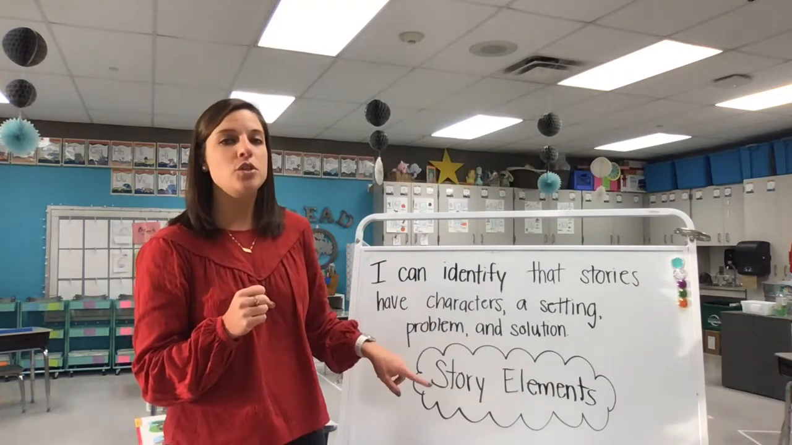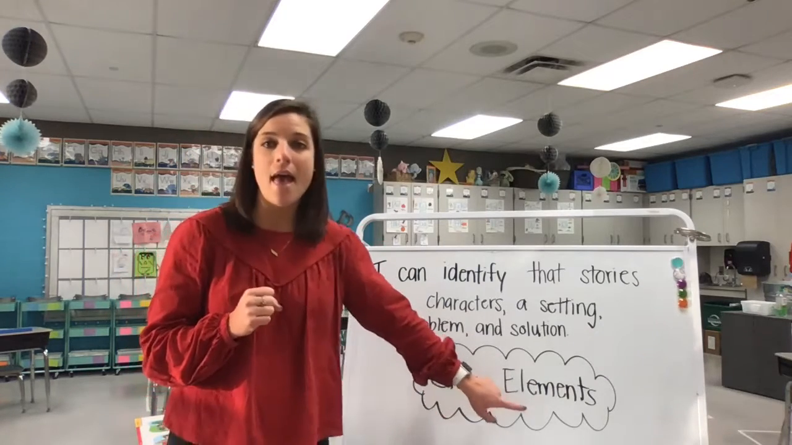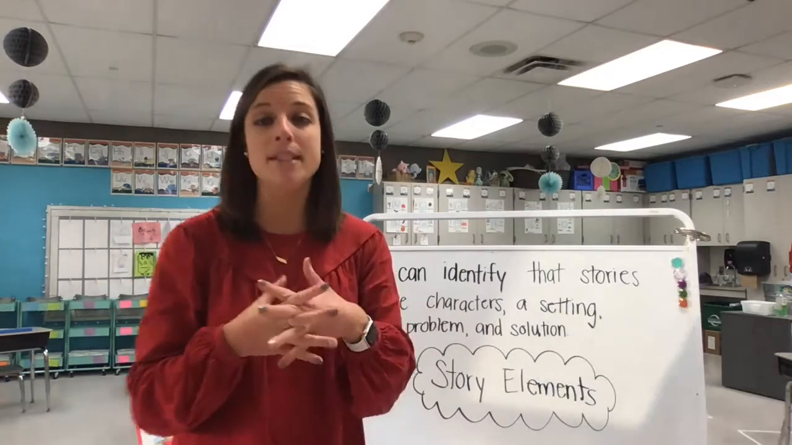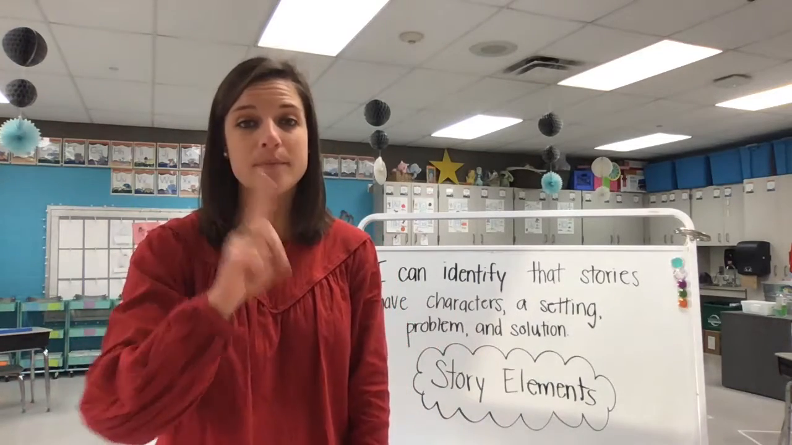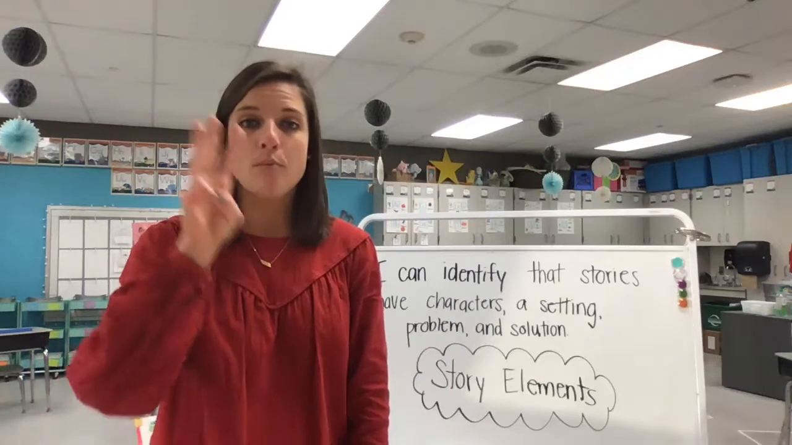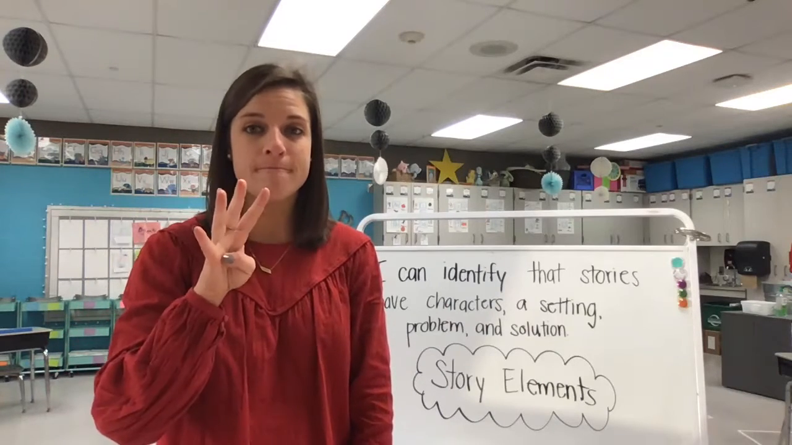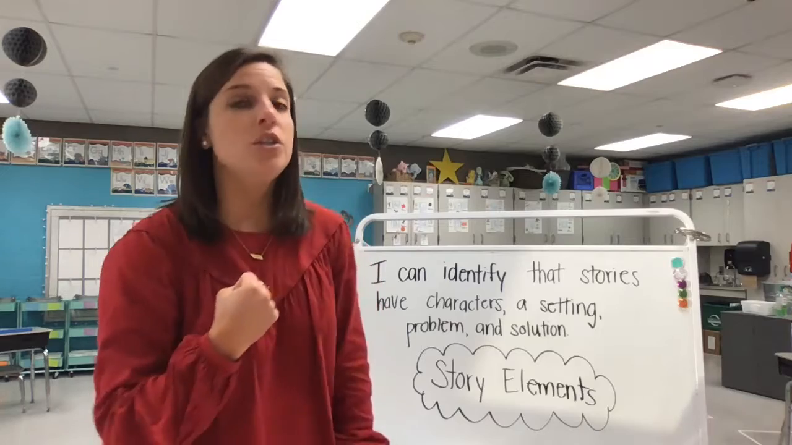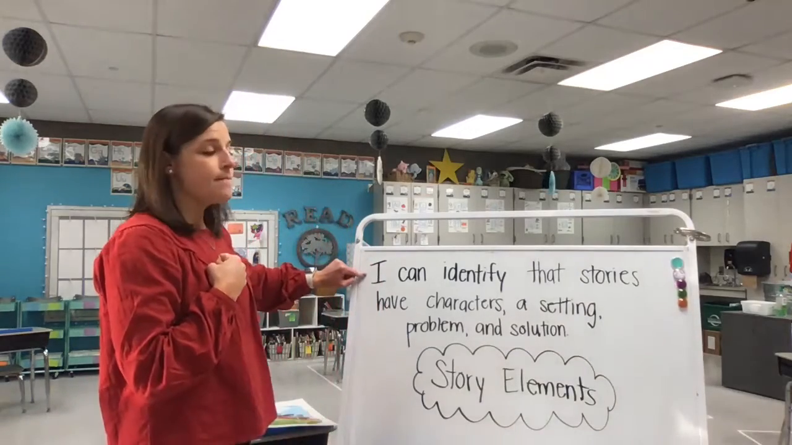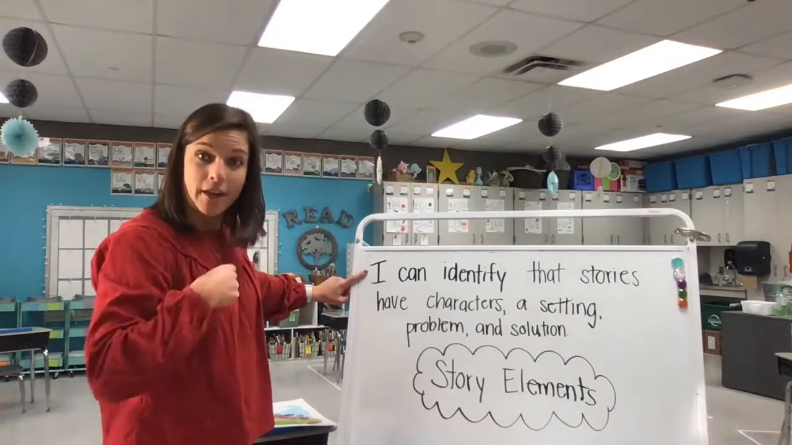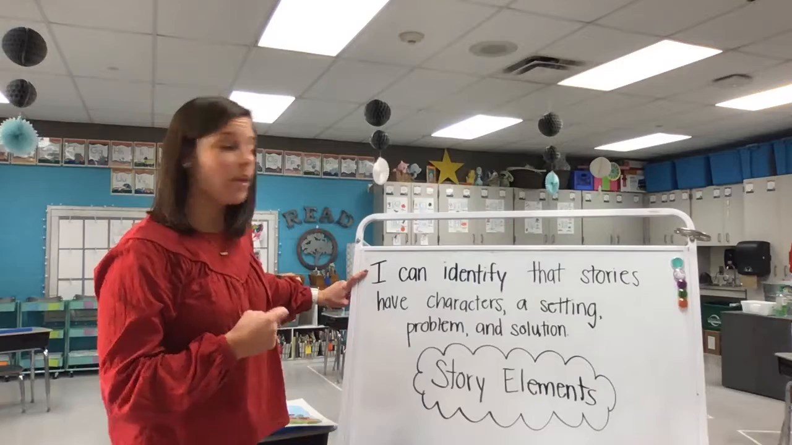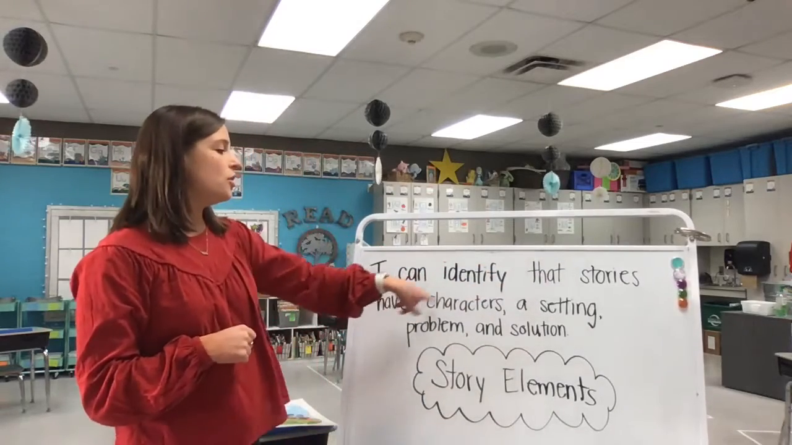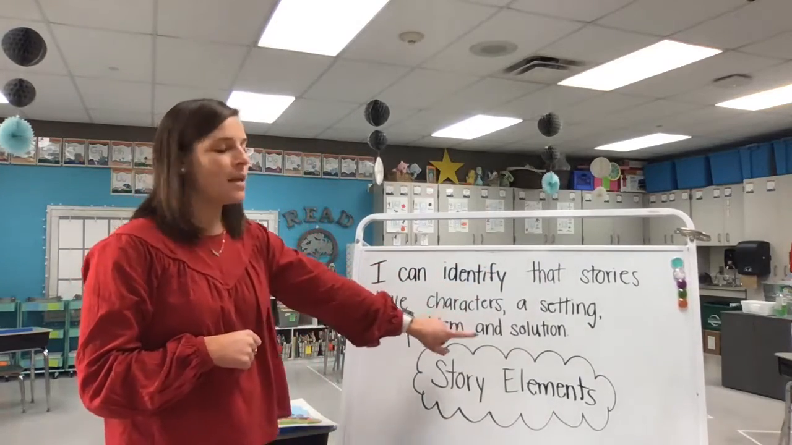There's 4 parts to story elements. So can you say those 2 words with me? Story elements. Very good job. So our story elements include characters, setting, problem, solution. We're going to talk about all of those and what those mean. So our learning target, thank you, Ms. Parton. That's what I was trying to think of. I can identify that stories have characters, a setting, problem, and solution.